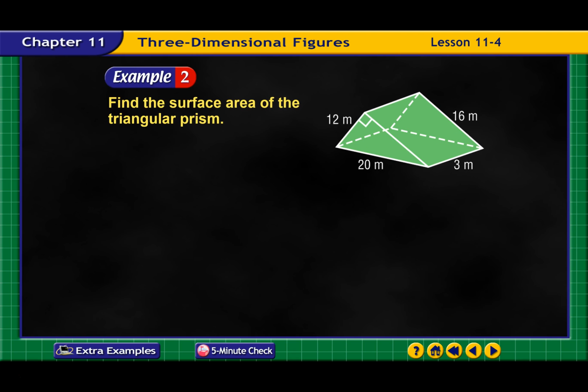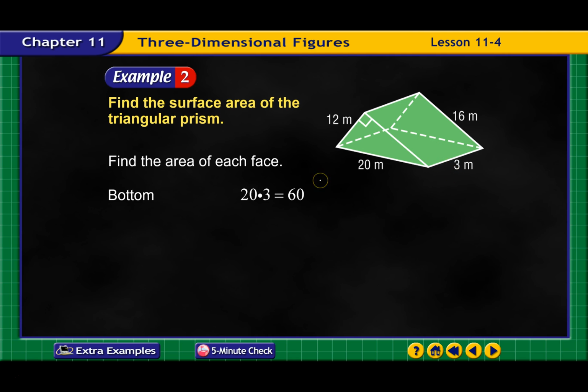Right, example 2. Find the surface area of a triangular prism. Okay, this isn't too much different other than the fact that now instead of having rectangles, now we have triangles as our bases. So that means we're going to have to divide those by 2. So find the area of each face. So in this case, we're going to use the bottom, which will be 20 by 3.